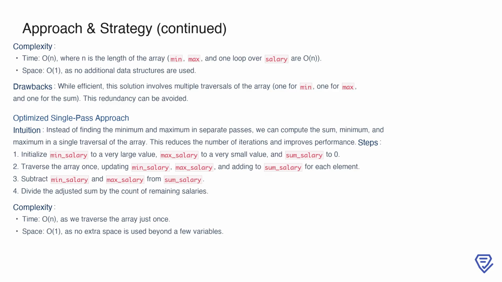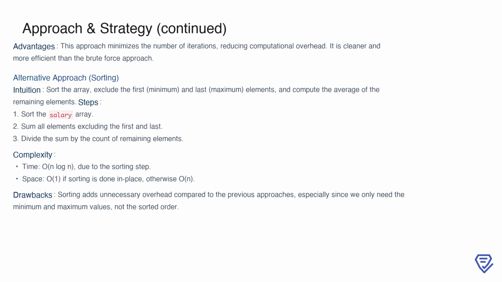The steps involve initializing variables for the minimum, maximum, and total sum, then updating them dynamically during one pass through the array. After traversing the array, we subtract the minimum and maximum from the total sum and divide the result by the number of remaining elements. The optimized single-pass approach offers significant advantages over the brute force method. By reducing the number of iterations from 3 to 1, it minimizes computational overhead and makes the algorithm cleaner and more efficient.